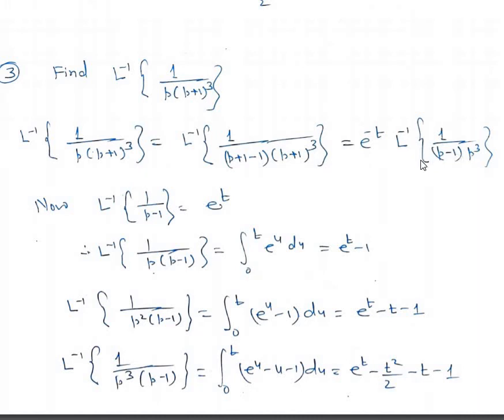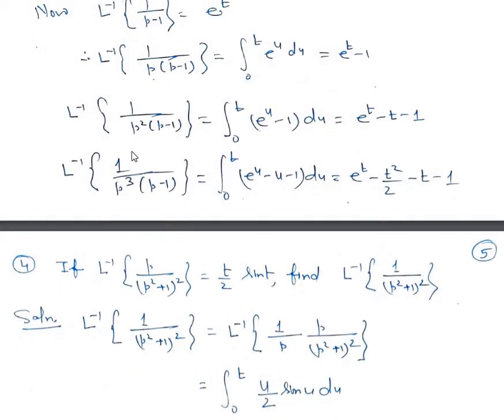Now find out L inverse of 1 upon p minus 1, which is e raised to the power t, and divide once by p. We have L inverse of 1 upon p into p minus 1, which is equal to 0 to t e to the power u du. In place of t we have u here. Integrate and put the limits, we get e to the power t minus 1. Again dividing by p, L inverse of 1 upon p square into p minus 1 is 0 to t e to the power u minus 1 du, which is e to the power t minus 1.